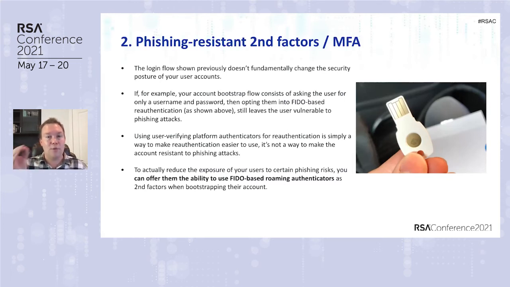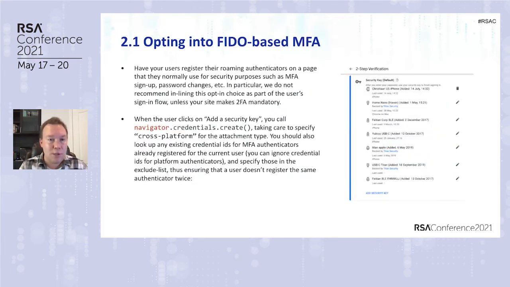And at Google, we have this thing called the Advanced Protection Program, where the only way you can log into that account is by having your security key ready. And the way you'd opt into this would be very similar. You'd call navigator.credentials.create, just as in the earlier example here, but this time the parameters that you issue this call with will look slightly different.